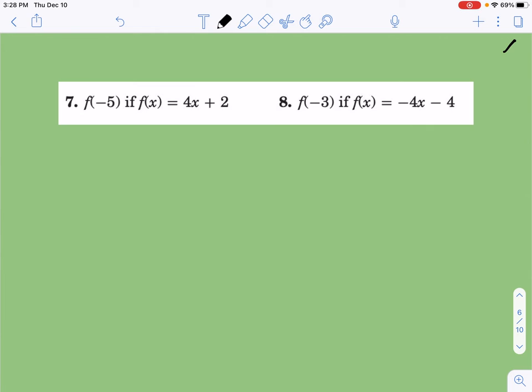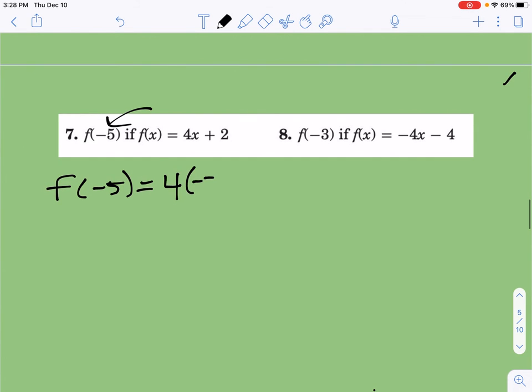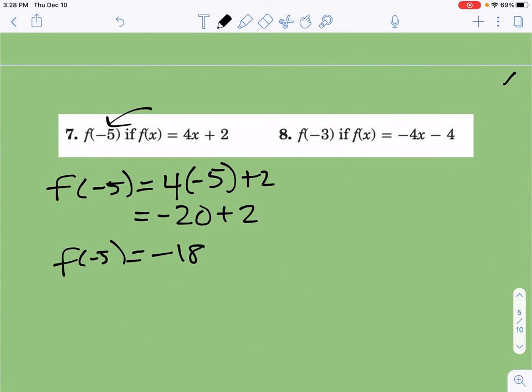All right, so f of negative 5 if f of x equals 4x plus 2. A little more complicated here. So I'm going to write it out, f of negative 5, and I'm going to write 4, and then where I see x, I'm going to put this negative 5 in. So 4 times negative 5 plus 2. 4 times negative 5 is negative 20. And then when you add 2 to negative 20, that's like being on the number line and going to the right 2 spaces, which will put you at negative 18. So f of negative 5 equals negative 18.